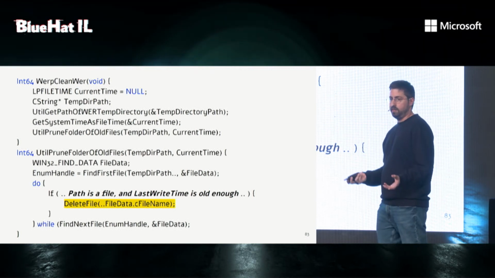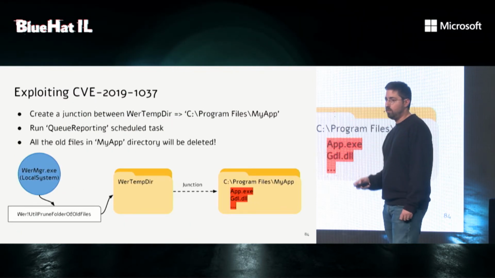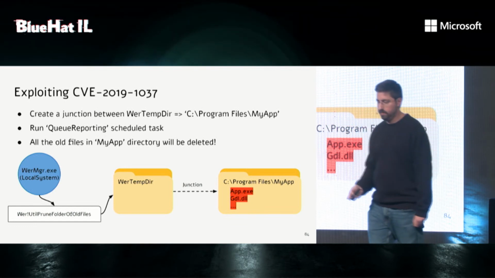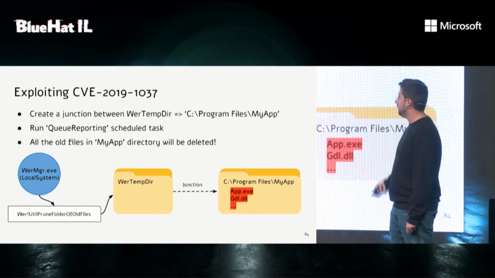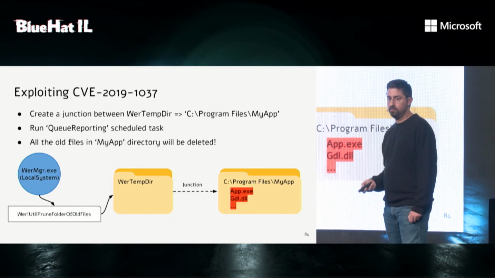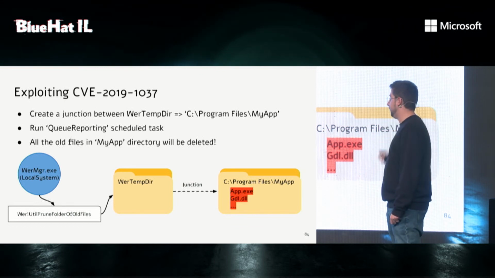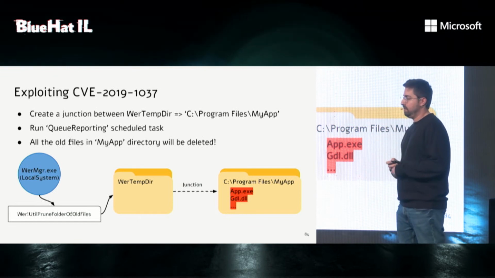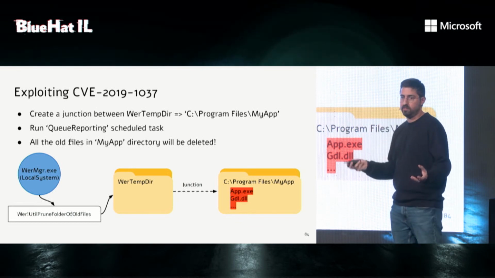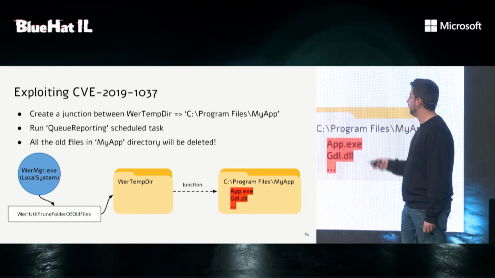So how can we exploit this into deleting files? It's very, very easy. All we have to do is create a junction between the where_temp directory and some other directory, like the C program files myapp. Then we'll run the queue reporting schedule task, and we'll get wmgr.exe to enumerate all the files under the myapp dir one by one. And it will just delete them. But it will do so only if those files are old enough. And at this point, I could actually stop, because this is enough for Microsoft to assign a CVE, but I wanted to write a better exploit.